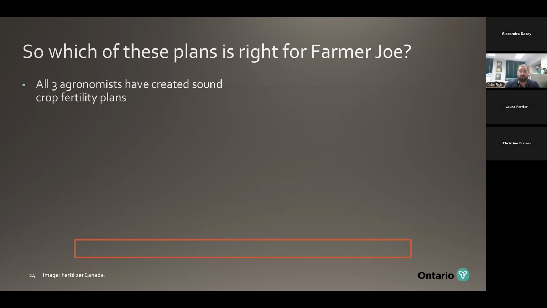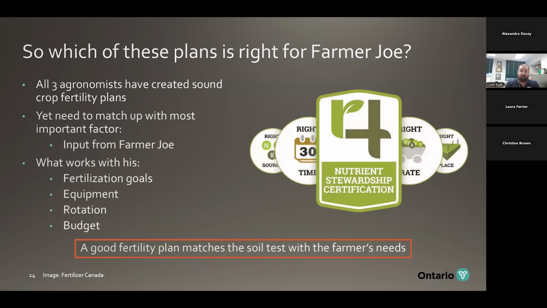And so none of those is inherently right or wrong, but they all need to match up with Farmer Joe's input. So using 4R nutrient management, looking at the right source, the right rate, the right time, and the right place, we've really got to match up with what Farmer Joe needs. So his fertilization goals, his equipment, his rotation, and his budget. And if we don't have any of those things, that's where we get a poor fertility plan for the farmer.